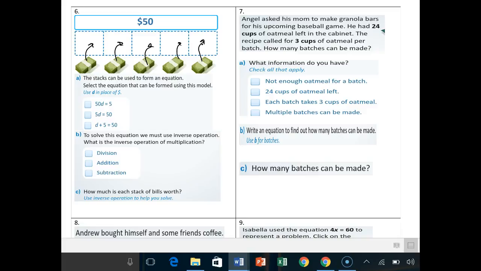We go ahead and set up a little multiplication problem. I know I have 5 stacks. I know they each have a certain amount of D dollars. And I know that they equal 50. So basically, that is our equation.